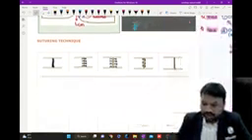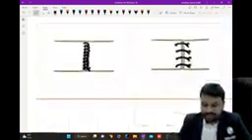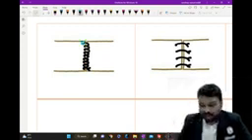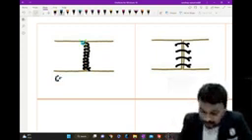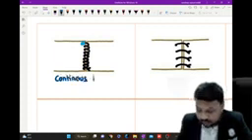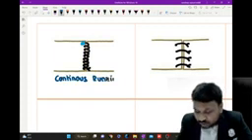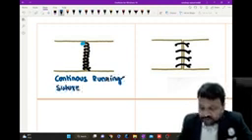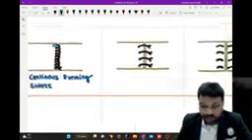Right? Now, what are the various techniques of suturing? You can see you started the suture from here and then you went in a continuous manner, and this is what we call continuous running sutures. This is the continuous running suture, right?